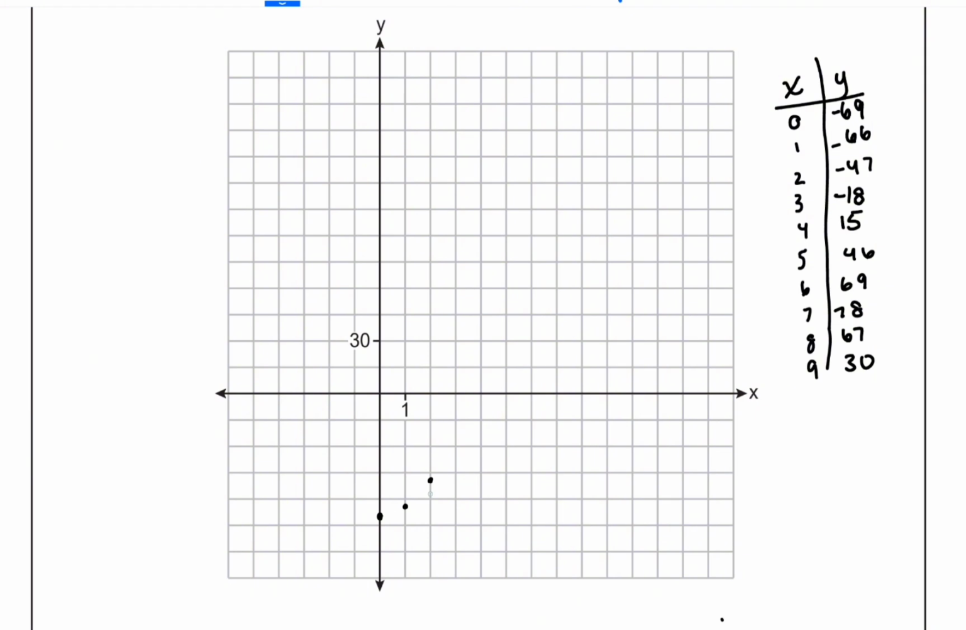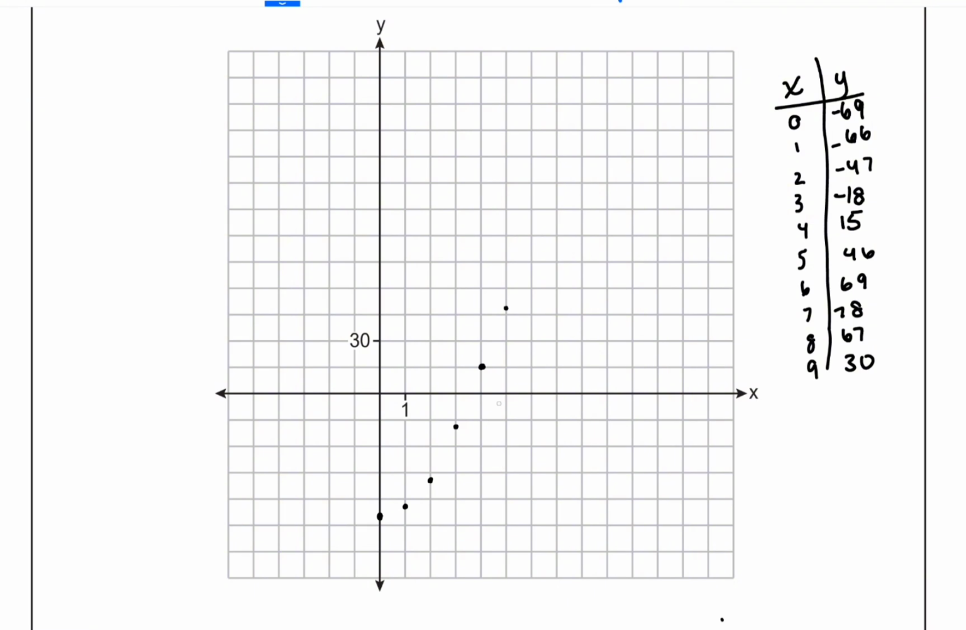And then our 3 is at 18, so we know this is 15 since this is 30. So we're going to go to right here. And then our 4 is at 15, so right here. And then our 5 is at 46, so we know right here is 45, so 46 will be right here.